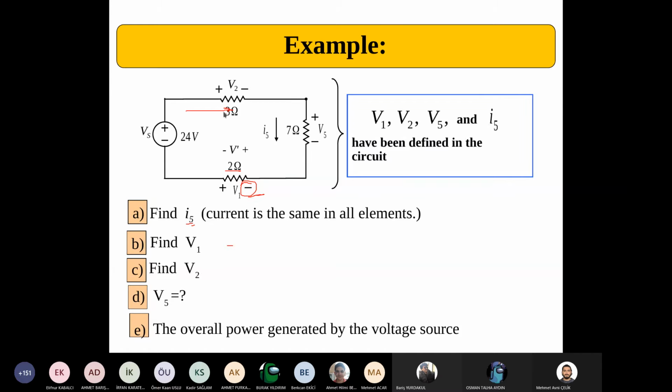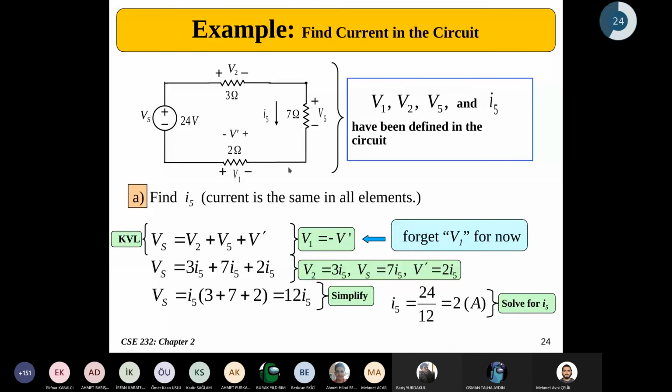V2 can also be calculated just by multiplying the I by 3. This time polarity is positive. V5 is the same, multiplying the current by the 7 ohm value. And the overall power generated by the voltage source can be calculated by Vs multiplied by I5. Anyway, let's see the solution then.